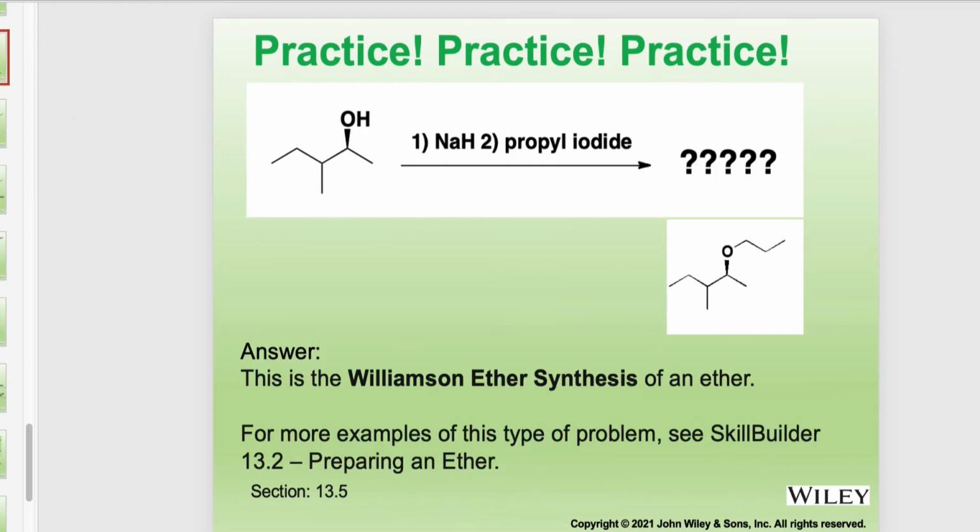So basically, what we've seen here, you can recognize that this is an overall introduction of a propyl group onto the oxygen. We have made an ether, so this was from section 13.5, and this is a named reaction, a Williamson ether synthesis. And you can practice this with Skill Builder Review 13.2. The more you practice, the easier it is for you to figure out the patterns to help you deduce the answers.